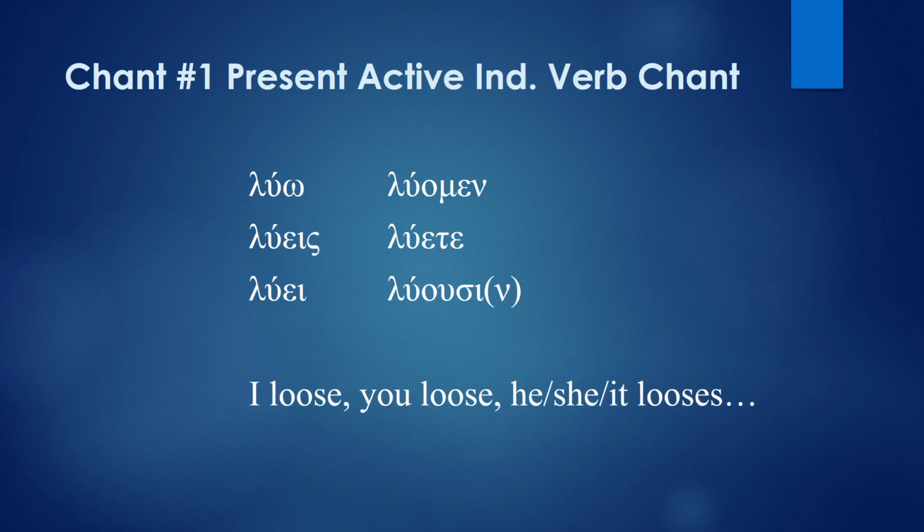This is the present active indicative verb chant, the extended form, with explanations. Luo, first person, I loose. Lues, second person, you singular, loose. Lue, third person singular, he, she, it looses.